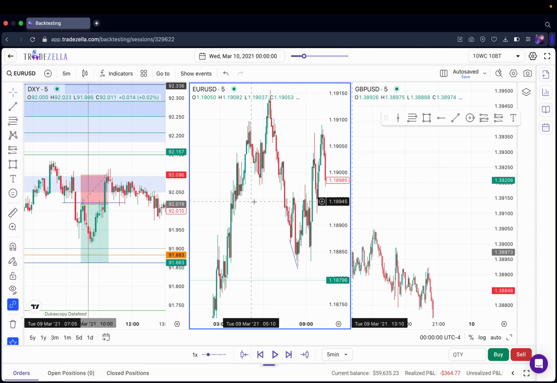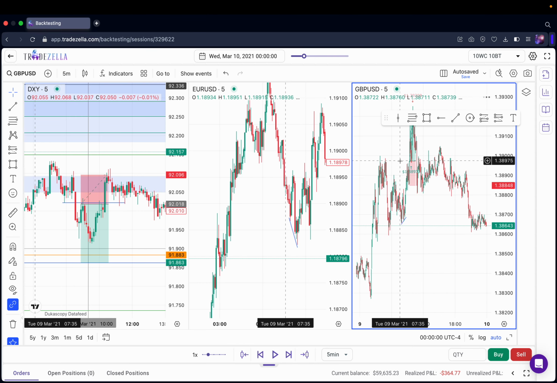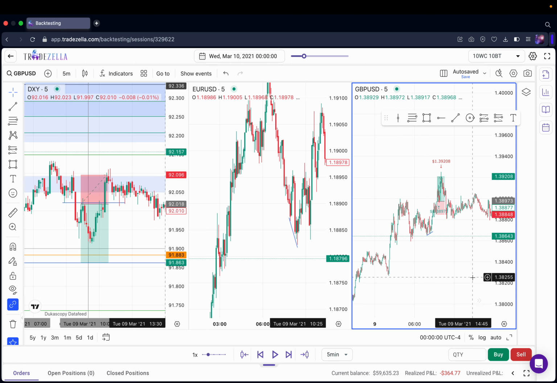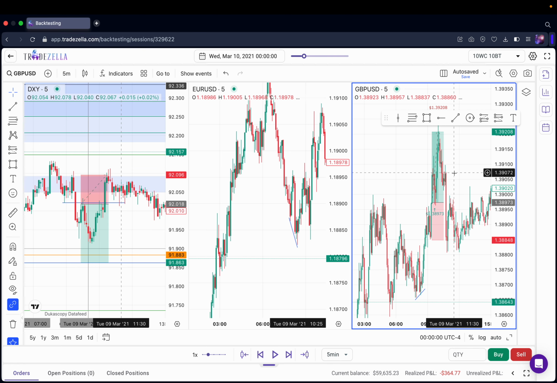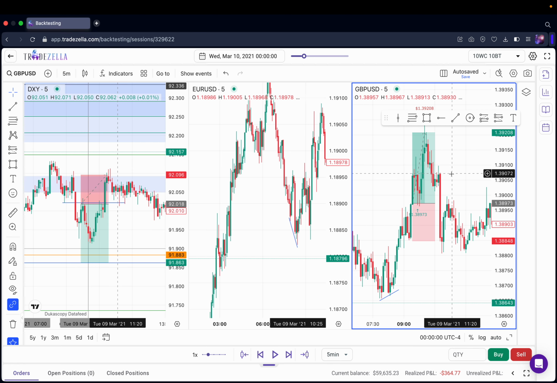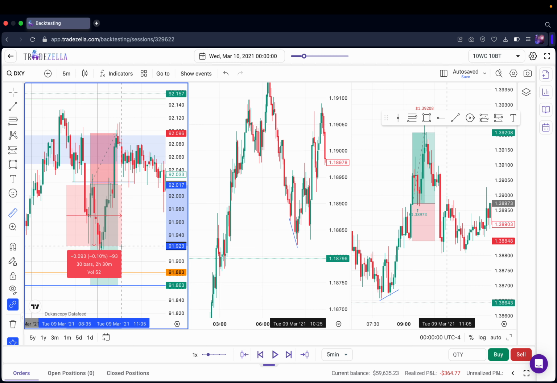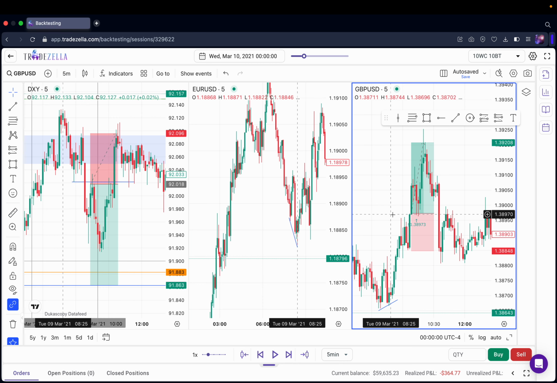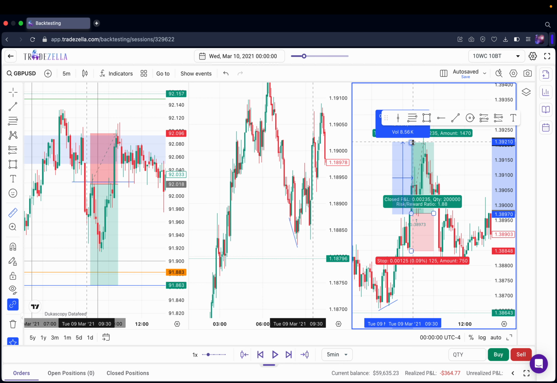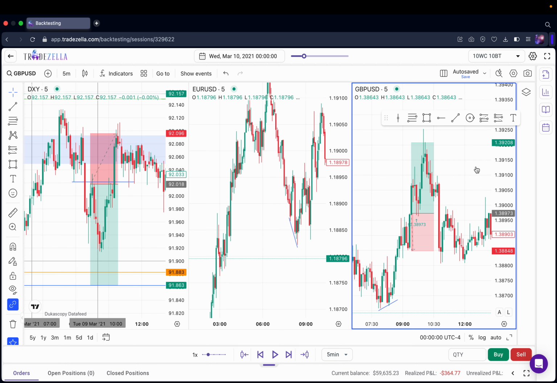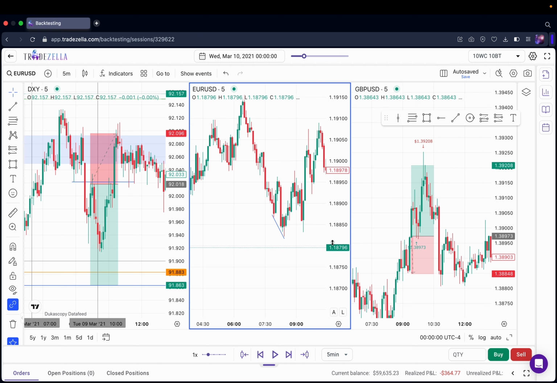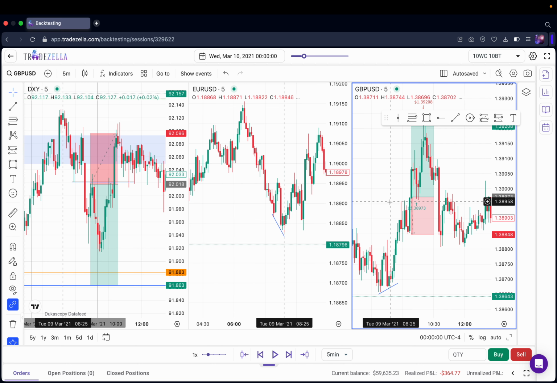And as you guys can see, given GBP was really bullish and these are inversely correlated, this short move here gave me this move, and it hit my target. And yeah, this trade was a really good trade.